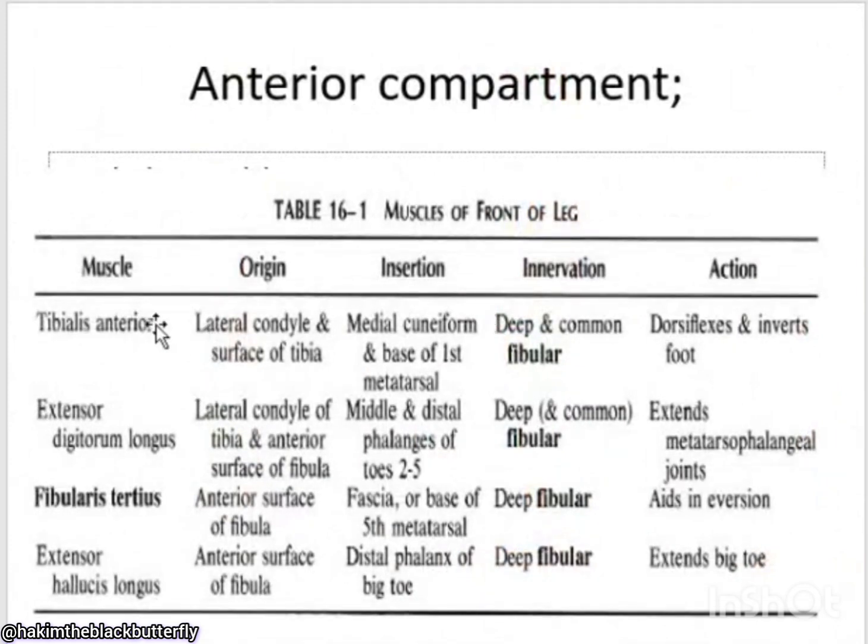And those muscles are indicated here. The tibialis anterior, the extensor digitorum longus, the fibularis tertius, and the extensor hallucis longus. Extensor hallucis means that it's going to perform its actions on the toe, the big toe. Hallucis means the big toe. So these are the four muscles of the anterior compartment of the leg.